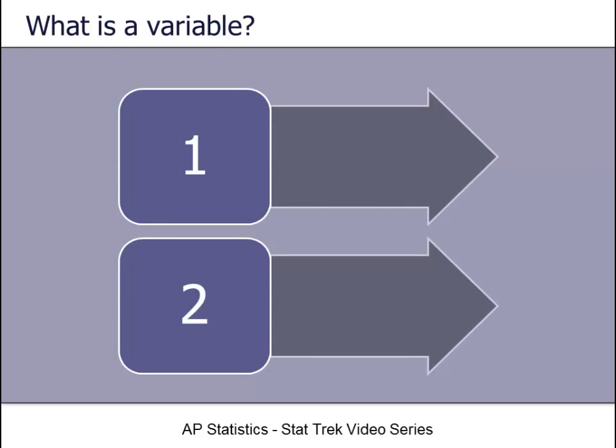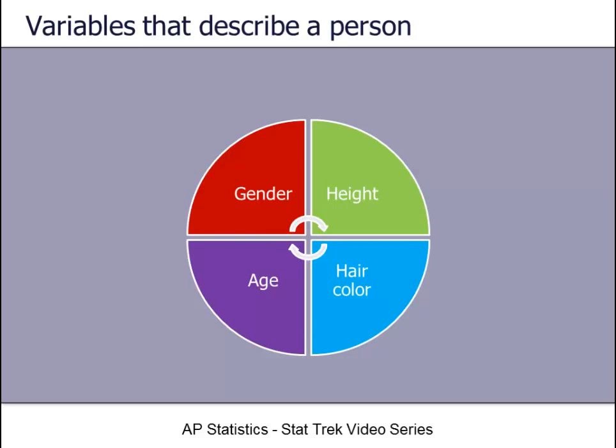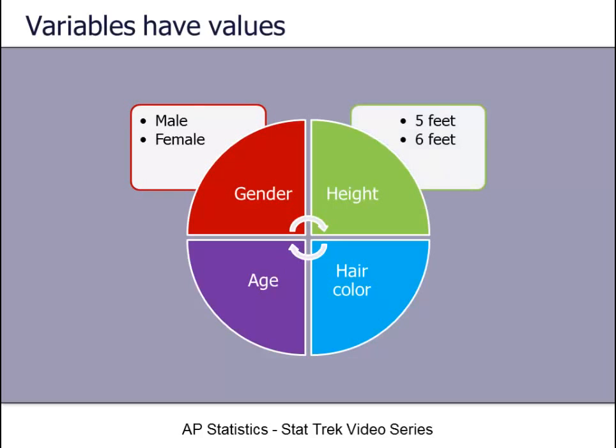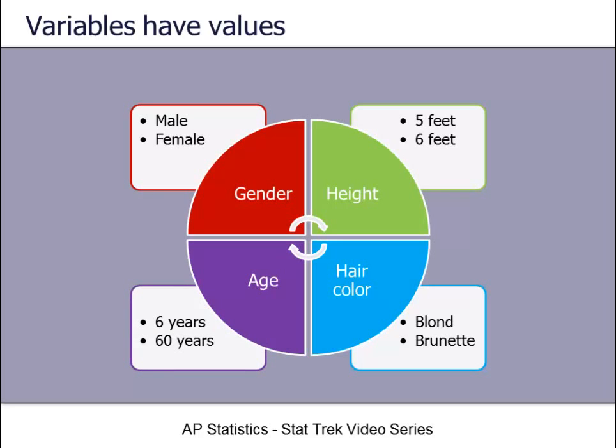A variable has 2 defining characteristics. First, it is an attribute that describes a person or object. And second, the value of that attribute can vary from one person or object to another. For example, variables that describe a person might include gender, height, hair color, or age. Notice that the value of these attributes can vary. A person could be male or female, 5 feet tall or 6 feet tall, blonde or brunette, 6 years old or 60 years old.